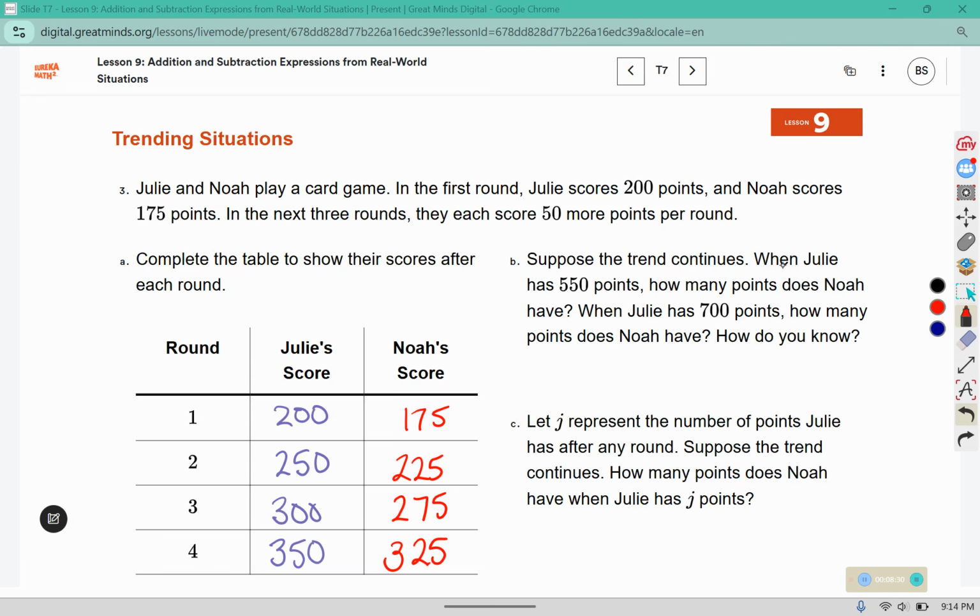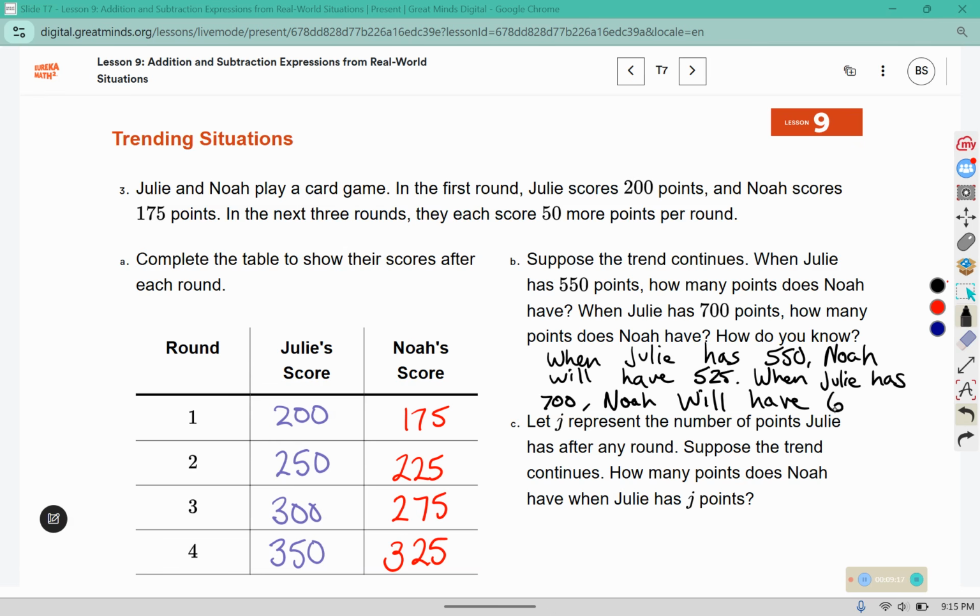B. Suppose the trend continues. When Julie has 550 points, how many points does Noah have? Well, Noah always has 25 less than Julie. So when Julie has 550, Noah will have 525. When Julie has 700, Noah will have 675.